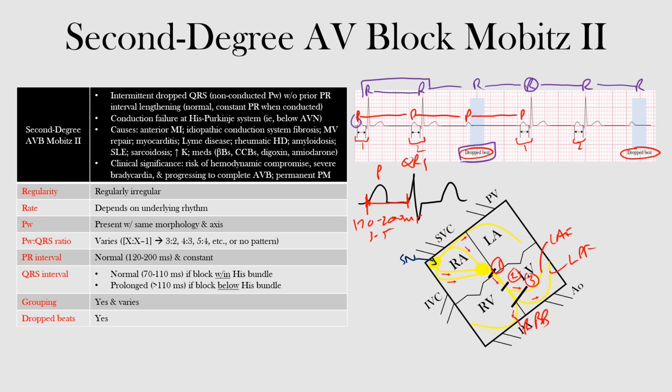Now, in terms of causes of this form of AV block, it may be due to an anterior infarction, secondary to septal infarction with necrosis of the bundle branches. Remember, our bundle branches are pretty much the ones involved.